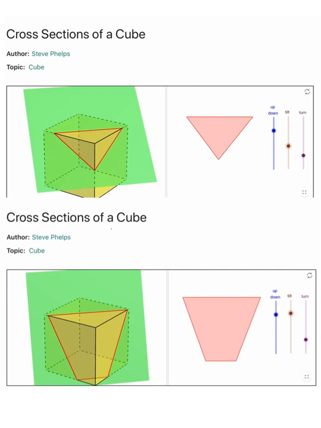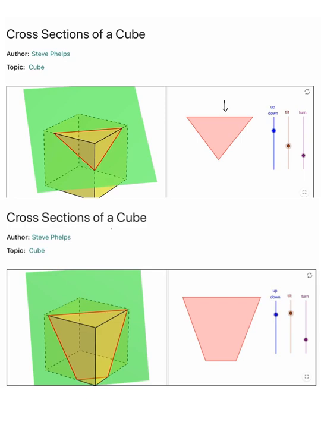What I did is I moved it up. You can see I moved the plane up. I tilted it quite a bit and I turned it. And you can see that the cross section here is a triangle. Okay, continuing on, I got a cross section that is a trapezoid in this picture.